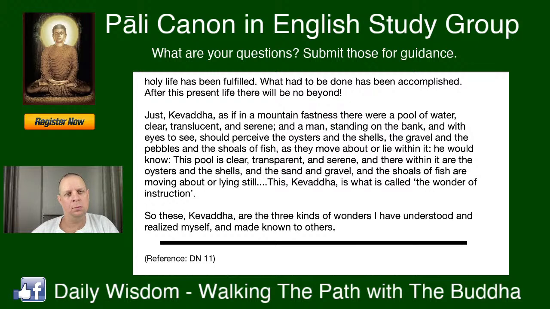Just, Kevaddha, as if in a mountain fastness there were a pool of water, clear, translucent and serene, and a man standing on the bank, with eyes to see, should perceive the oysters and shells, the gravel and the pebbles and the shoals of fish, as they move about or lie within it, he would know: This pool is clear, transparent, and serene, and there within it are the oysters and the shells, and the sand and gravel, and the shoals of fish moving about or lying still. This, Kevaddha, is what is called the wonder of instruction. So these, Kevaddha, are the three kinds of wonder I have understood and realized myself and made known to others.